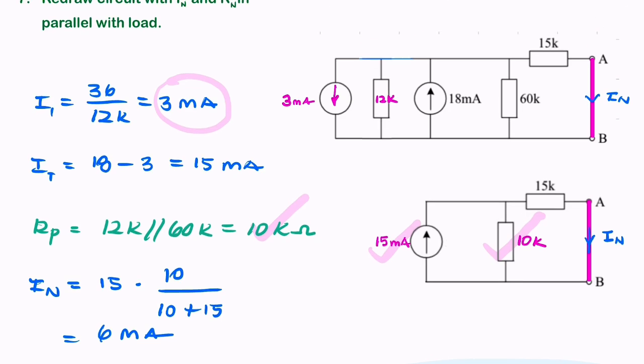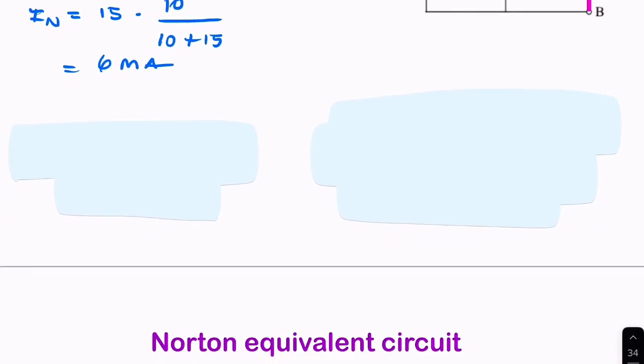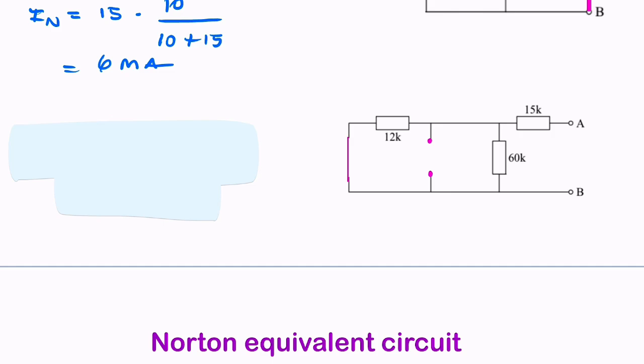So now we found IN, we need to find the equivalent Norton resistance. And to do that, there are 1, 2, 3, 4 steps. So you open circuit the load, so you remove this short circuit, you remove your sources, and you find the equivalent resistance. So here I've done that.